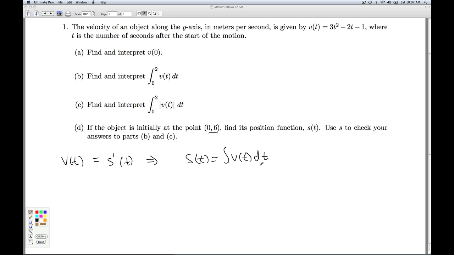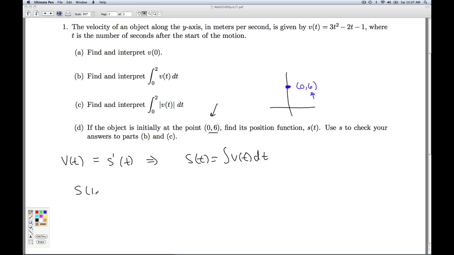But remember, this indefinite integral, this antiderivative, gives us an entire family of functions. I need to pin down exactly which one I want. So that's this. This is the initial condition. I'm told that the object is moving along the y-axis, and this tells me that we're initially up here at 0, 6. So the initial position on the y-axis is 6.